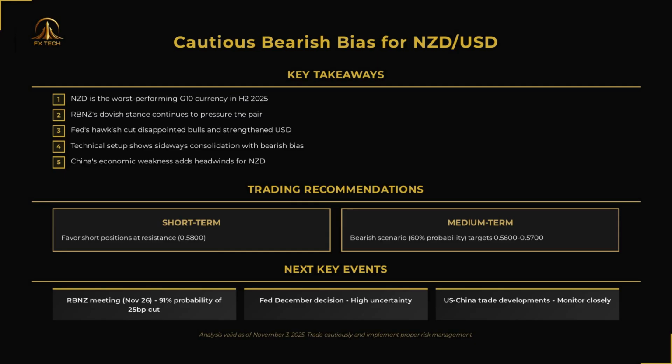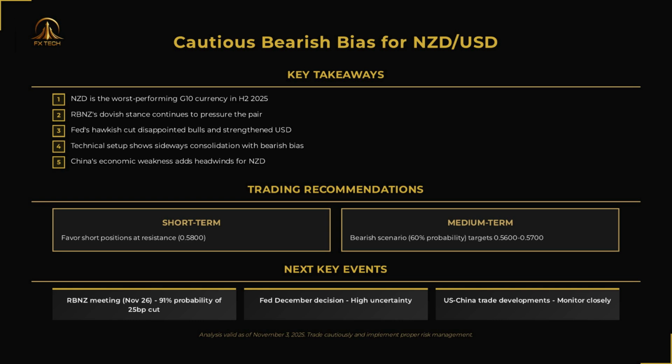5 key takeaways. NZD is the worst performing G10 currency in H2 2025. The RBNZ's dovish stance continues to pressure the pair. The Fed's hawkish cut disappointed bulls and strengthened the USD. The technical setup shows sideways consolidation with bearish bias, and China's economic weakness adds headwinds for NZD.